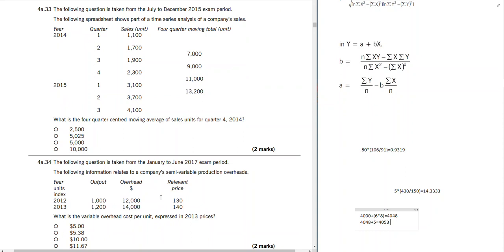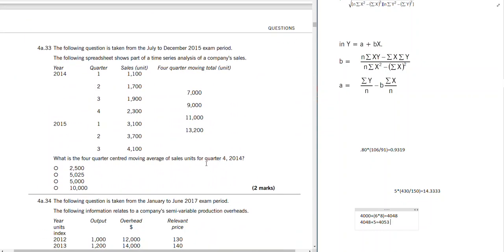What is the four-quarter centered moving average of sales units for quarter 4 of 2014? For the centered moving average here, if they've already found the totals, which are here, this one and this one, we have to just find the average of these two. It would be the centered moving average.